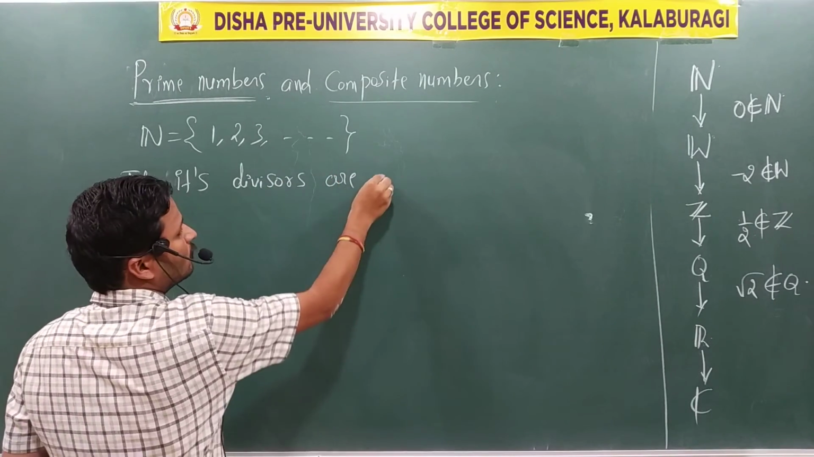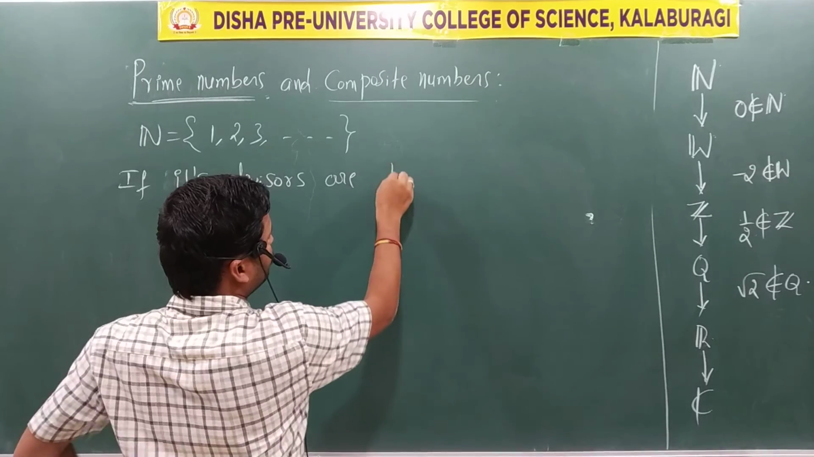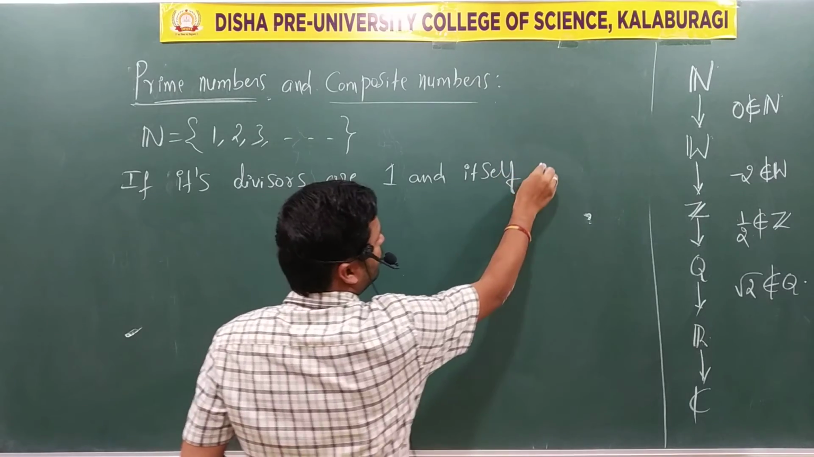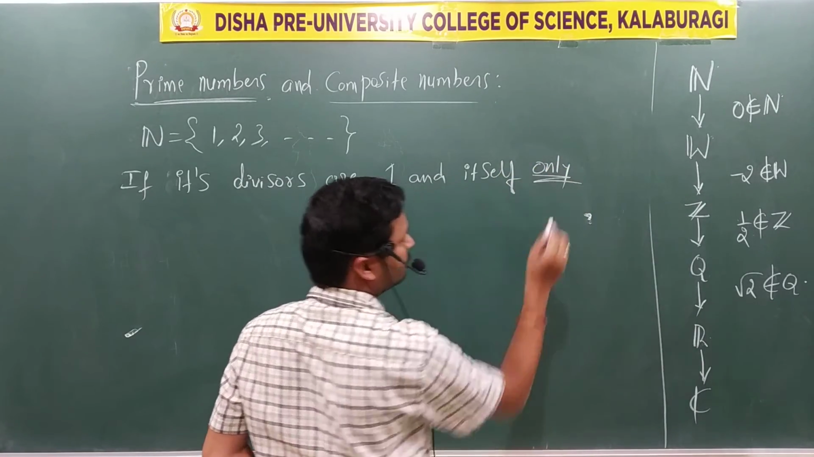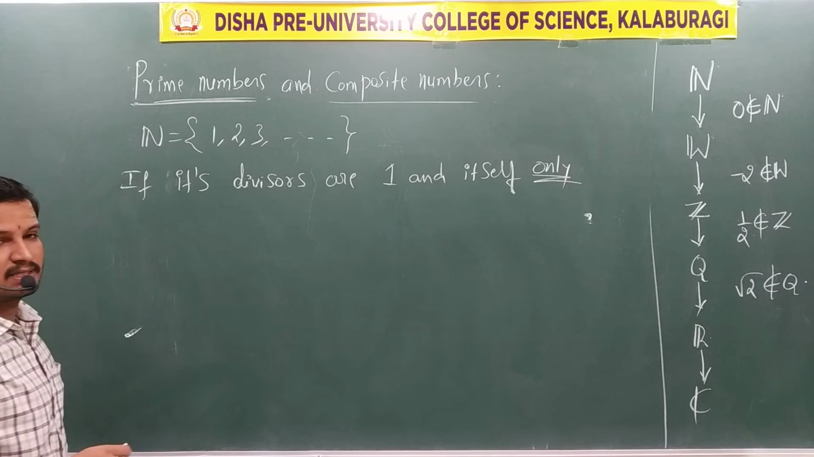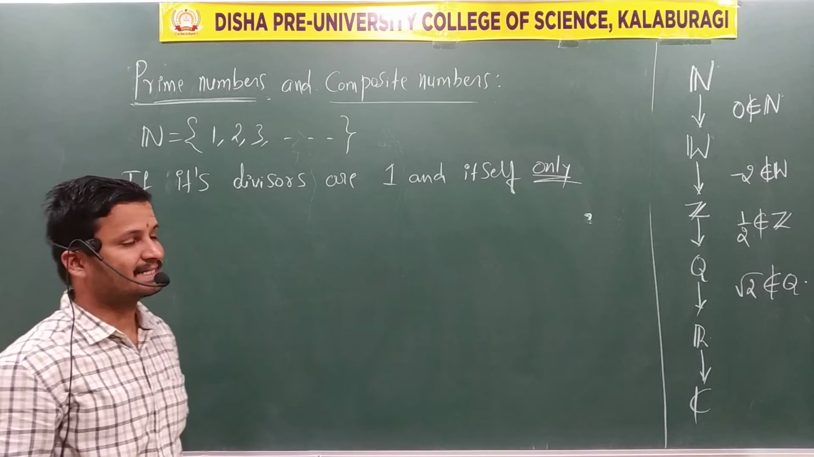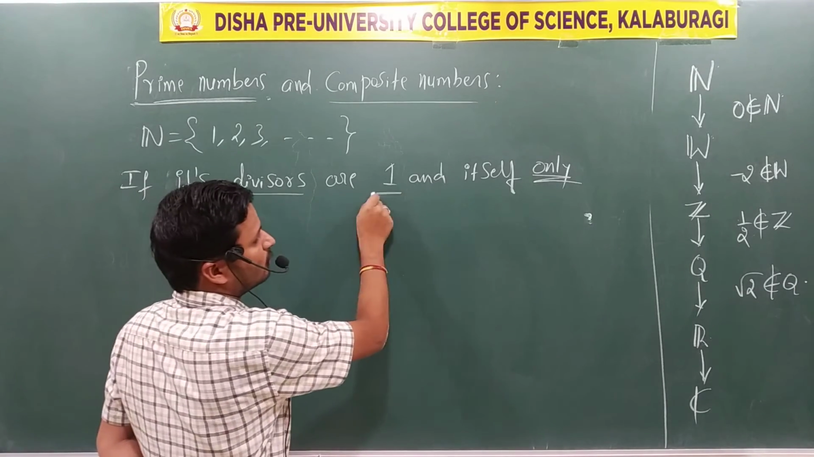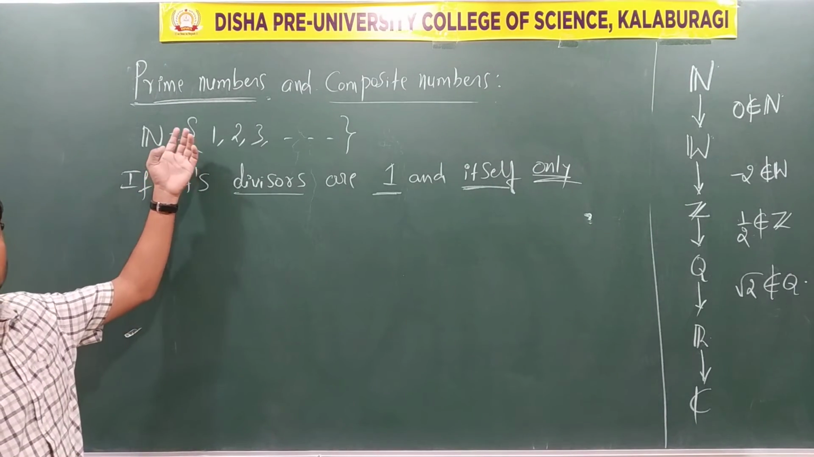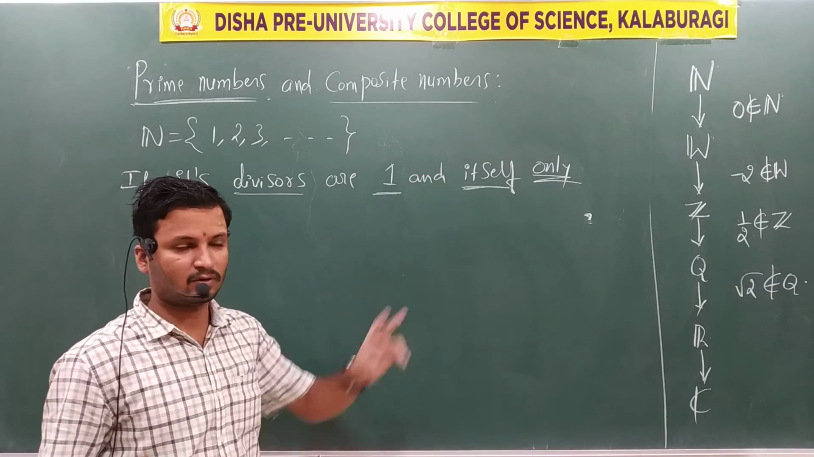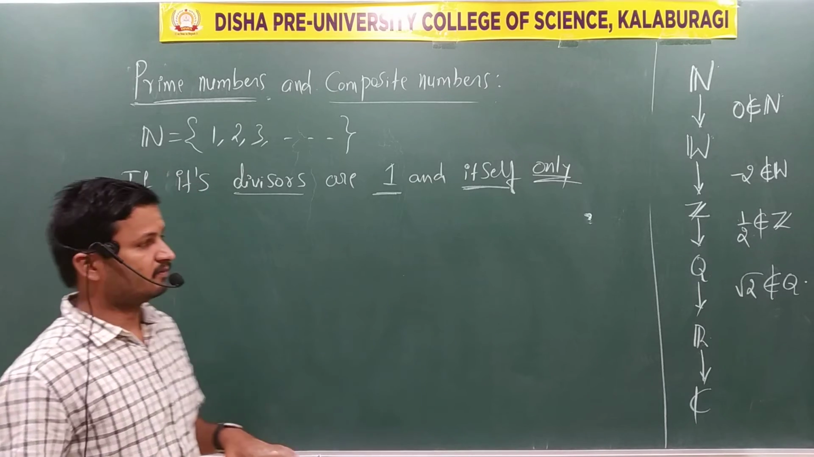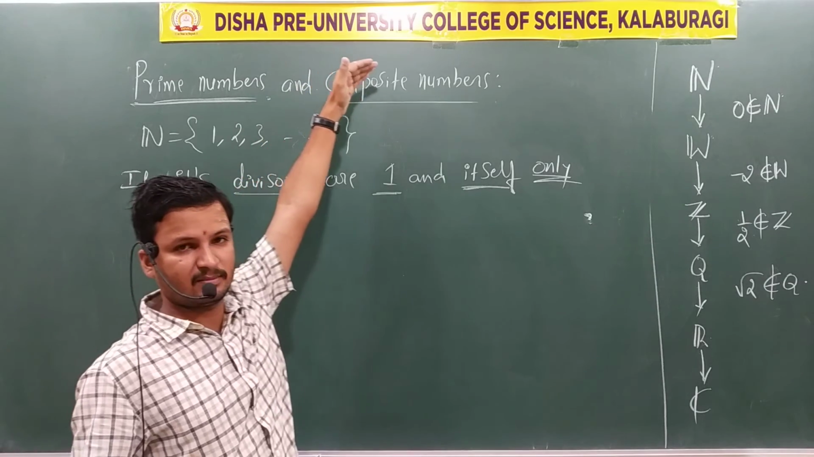its divisors are 1 and itself, 1 and itself only. Important, the word only. Any natural number is said to be a prime number if its divisors are only 1 and itself. Exactly, the divisors of that number should be 1 and itself. There are only 2 divisors. Then that number is a prime number. Otherwise it is a composite number.